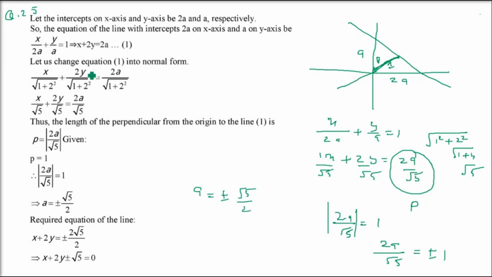Now you already have the equation x plus 2y equals 2a. Now put a as plus minus root 5 by 2. The 2 cancels. You can bring it here. It will be x plus 2y minus plus or plus minus, whichever you want, root 5 equals 0. So this is the way. Two lines will come.